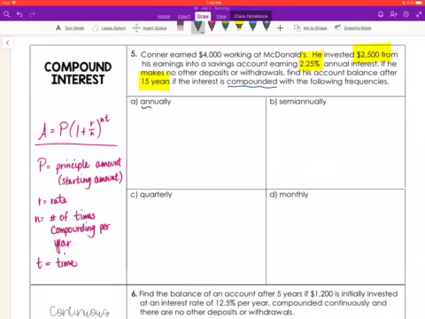We're going to calculate with it compounded one time per year. Semi-annually, that means it's going to be 2 times per year. Quarterly is going to compound 4 times per year. And monthly means there's 12 months in a year, so it's going to be 12 times per year.